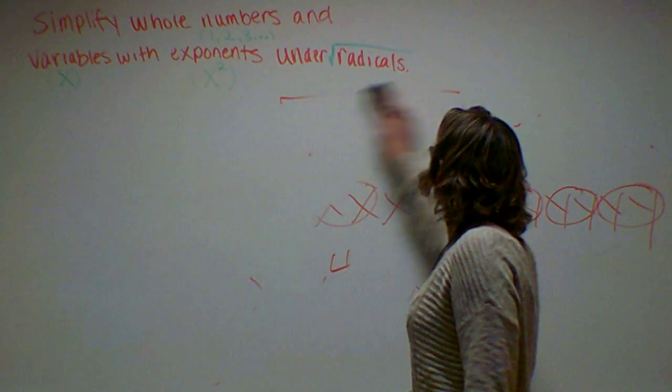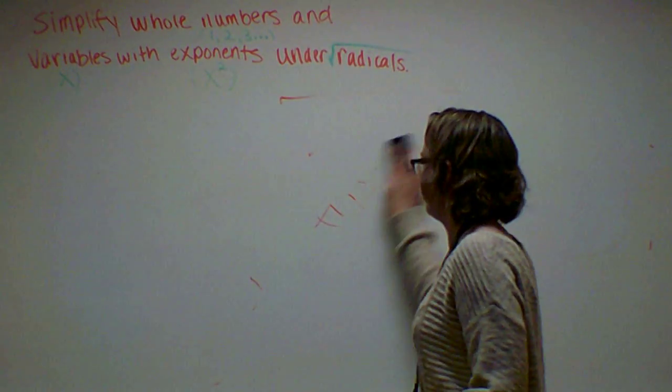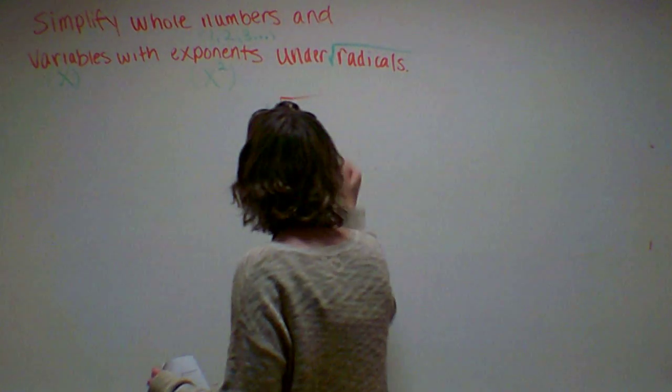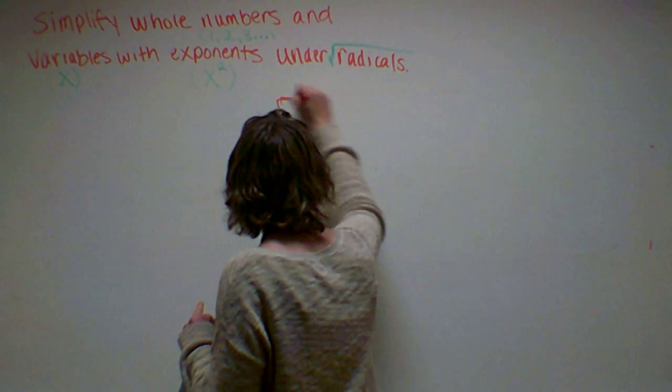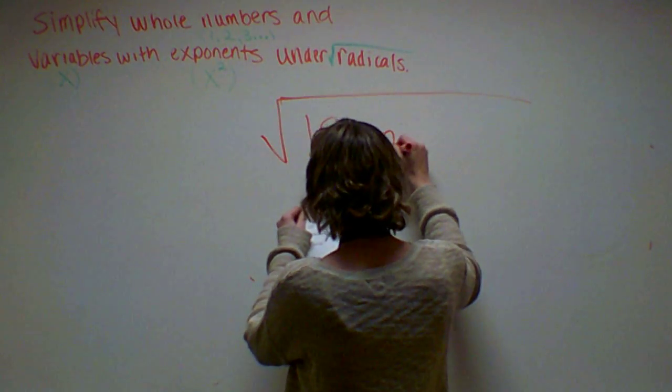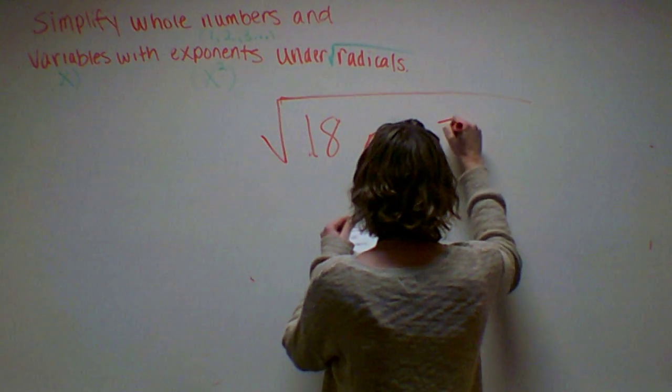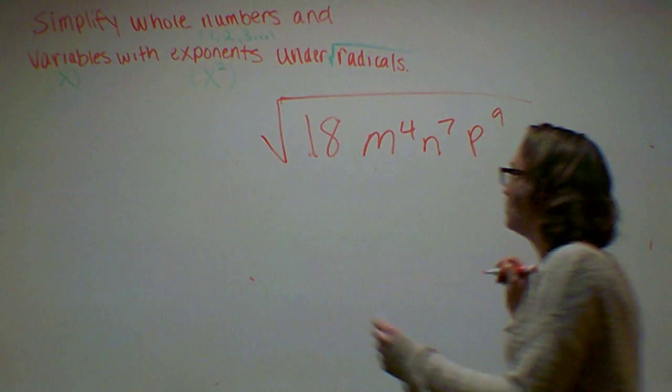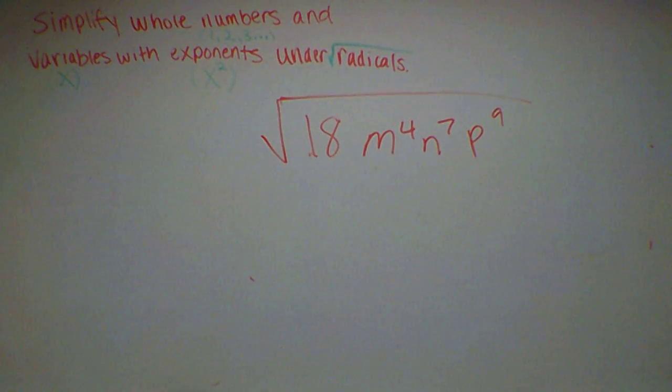Alright, let's get harder. The square root of 18, m to the 4th, n to the 7th, p to the 9th. If you need help, look at the very last one we did together. It's just like this with different letters.